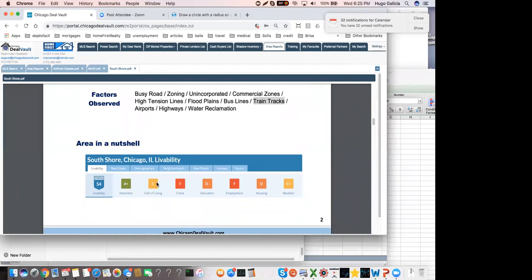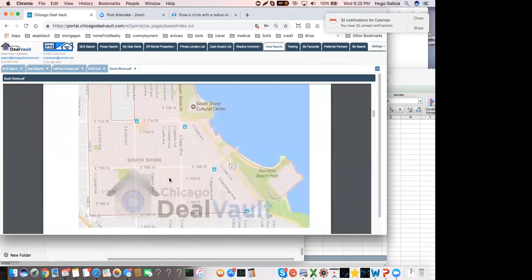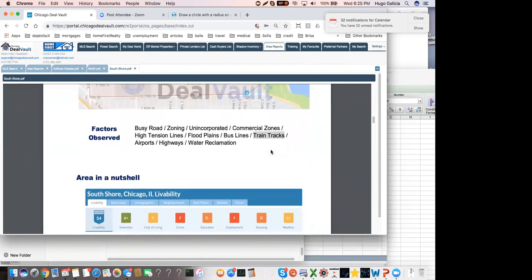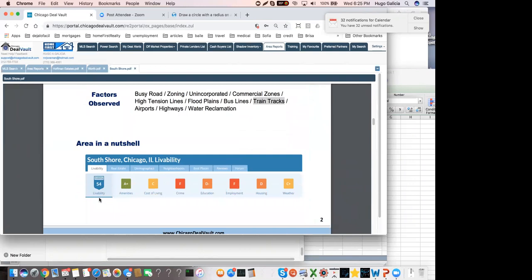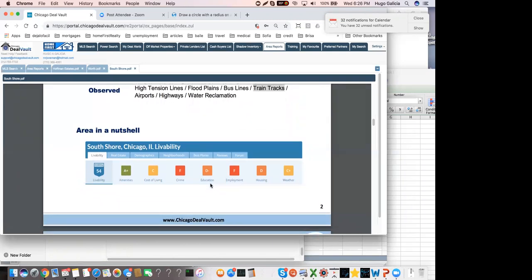Look at this, because I want to show you the opposite, right? So the livability score on the South Shore, first of all, this is south of Navy Pier, south of downtown. So in here, what we're going to be observing is train tracks, but look at the livability score, it's 54, so it's too low. Here, crime is really high, right? Employment is terrible, and schools are not that great.